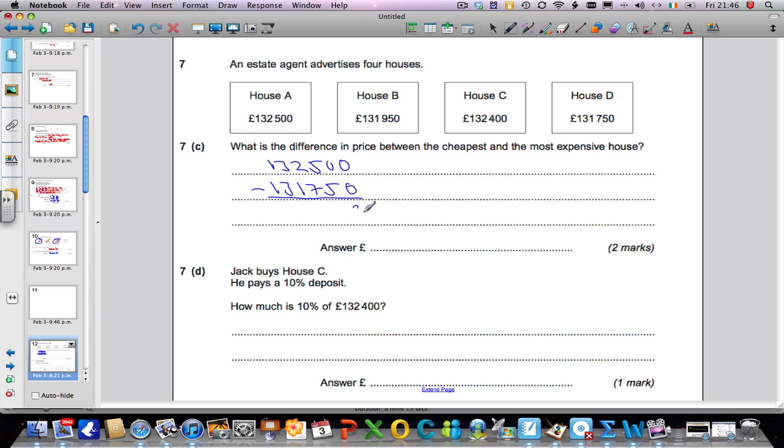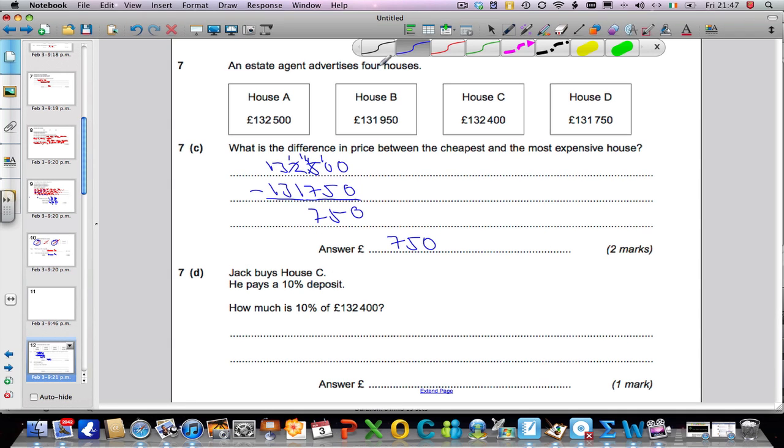0 take away 0 is 0. 0 take away 5 we cannot do, so I'm going to borrow 1 from this one and put it on here. 10 take away 5 is 5. 4 take away 7 we cannot do, so I'm going to borrow 1 from this one and bring it over here. 14 take away 7 is 7. 1 take away 1 is 0. 3 take away 3 is 0. And 1 take away 1 is 0. So 750.